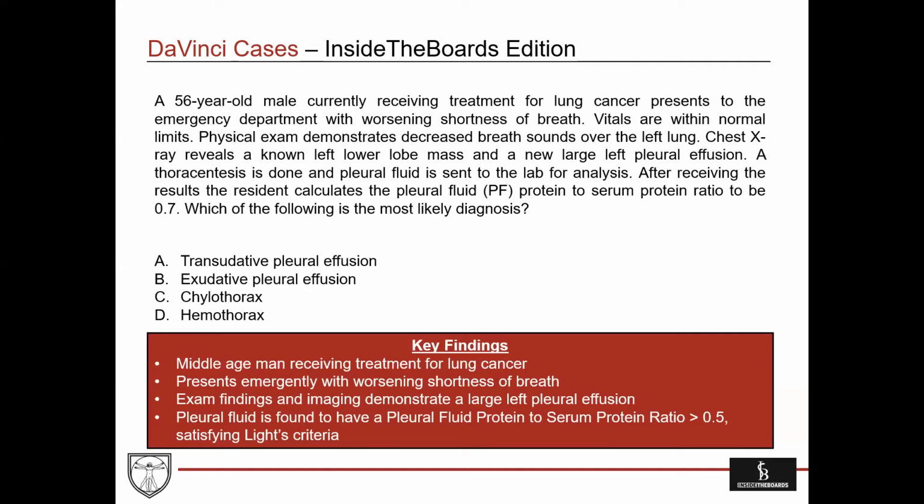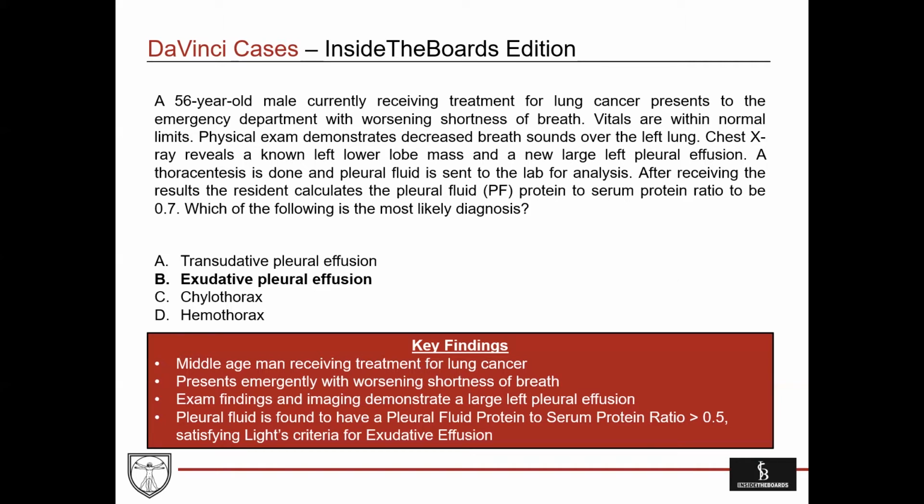Then when you do further analysis of the pleural fluid, it shows that the pleural fluid protein to serum protein ratio is greater than 0.5. In the question, it's 0.7. So this now satisfies Light's criteria. So given all of these key findings, the best option here is going to be exudative pleural effusion, answer choice B, because this is primarily due to the pleural fluid protein to serum protein ratio being greater than 0.5, which is one of the key criteria for exudative effusion.